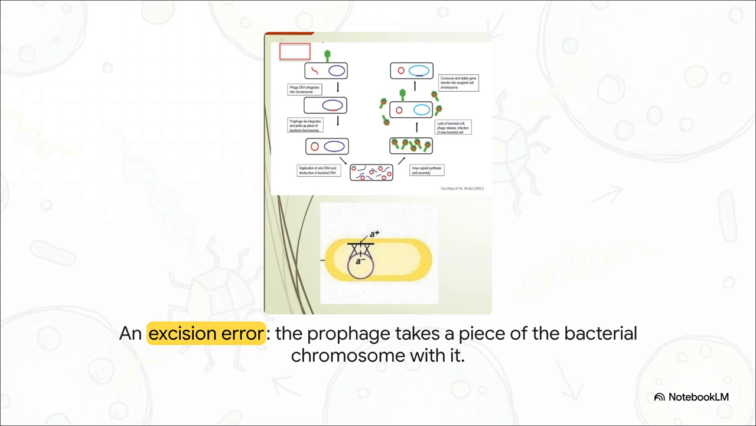Let's take a closer look at how this works. So here you can see the prophage, just sitting there in the host chromosome. Now, when it gets a signal to leave, the idea is to make a nice, clean cut. But sometimes it's a sloppy excision. The cut is imprecise, and when the prophage pops out, it accidentally takes a little piece of the adjacent bacterial DNA along for the ride.